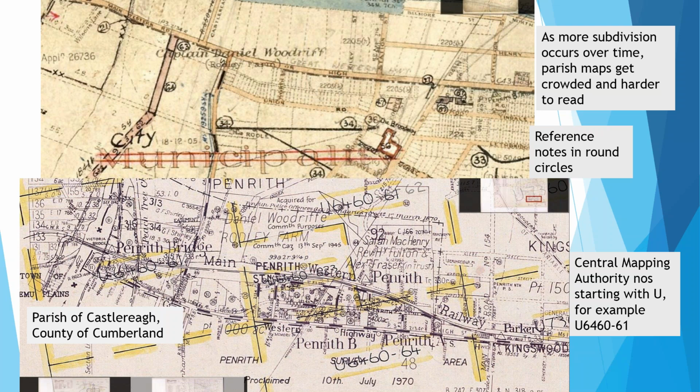Go down to the bottom, we can still see Daniel Woodruff's name, but it's very indistinct because we've got Commonwealth, the land has been acquired for the Commonwealth purposes through the Commonwealth Gazette on the 13th September 1945. We've got the railway, we've got lots and lots of little round circles with numbers in them for the reference notes. And over the top of the map, we've got these yellow grid lines with numbers that start with U, such as U6460-61 and U6460-64. Now these are indexes into another set of maps, which are the Central Mapping Authority maps.